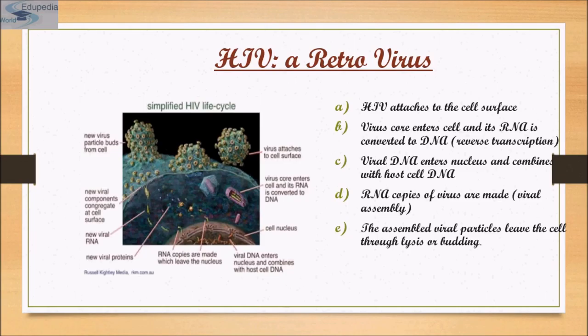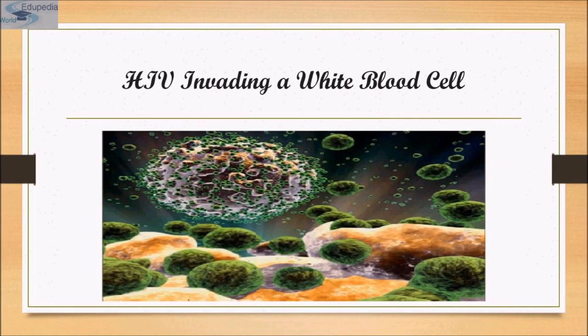This is the simplified HIV life cycle. The virus attaches to the cell surface, the virus core enters the cell and its RNA is converted to DNA. This is the cell nucleus. The viral DNA enters the nucleus and combines with the host cell DNA, and then RNA copies are made which leave the nucleus. These are the new viral proteins formed by translation. New viral components aggregate at the cell surface and new virus particles finally burst from the cell. This is HIV invading a white blood cell, that is WBC, which is a fighter of the human body.